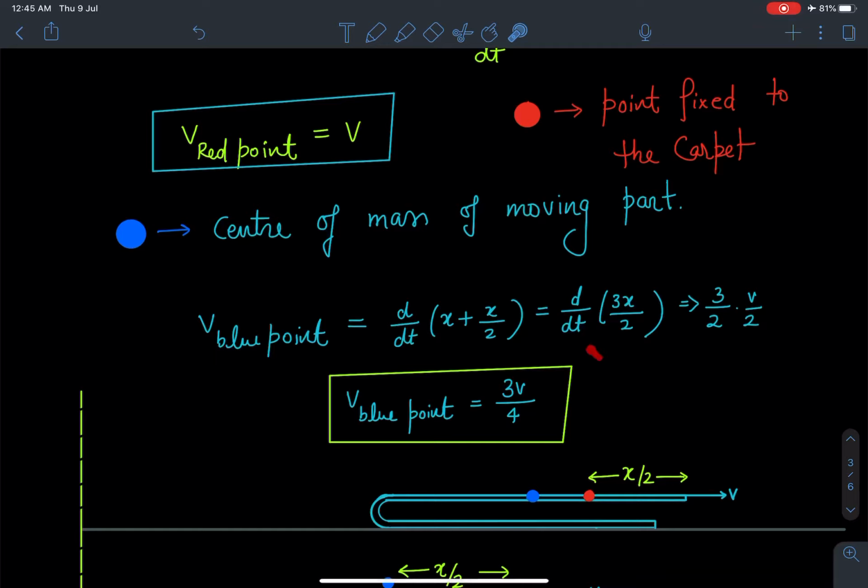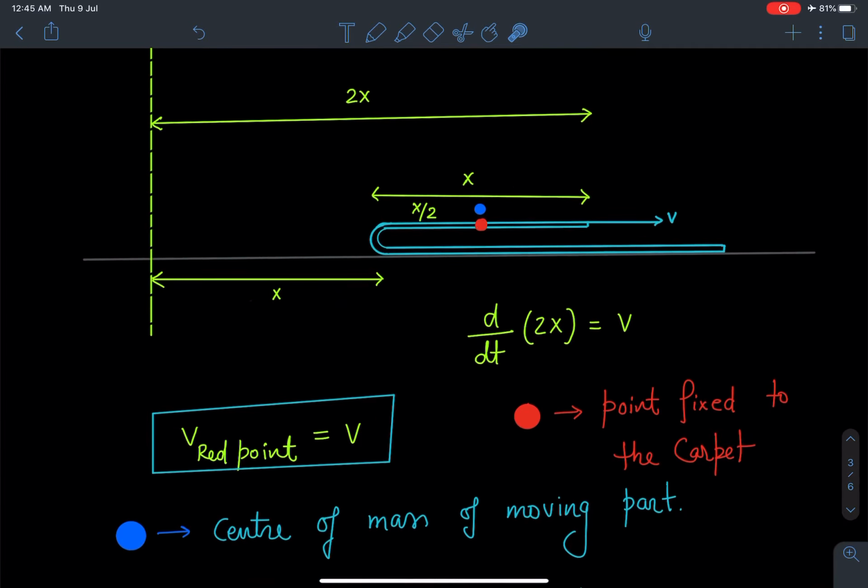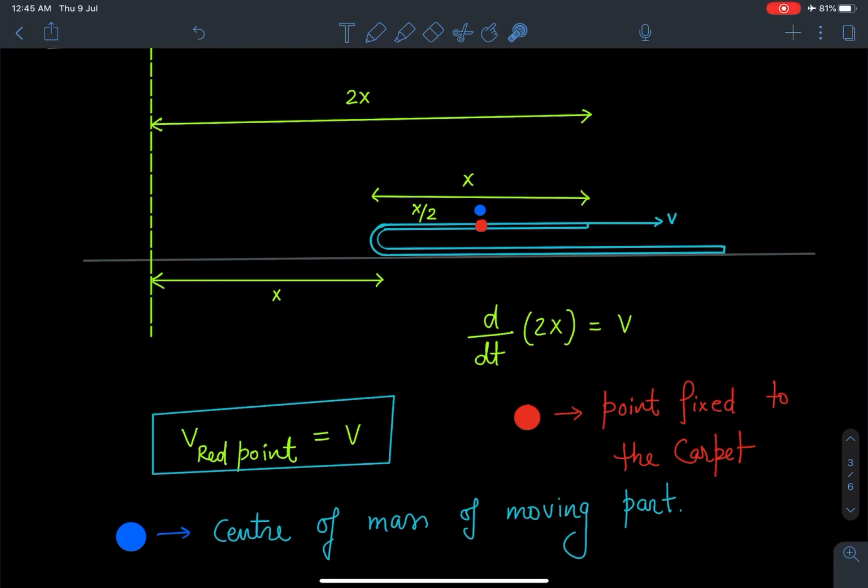Now that's where the problem starts. The moment I say the velocity is 3v by 4, the students especially will get this doubt: sir, how is this distance not changing, how can these 2 points have different velocities? They forget that what they are talking about is the red point, not the blue point. I'll show you how it happens.